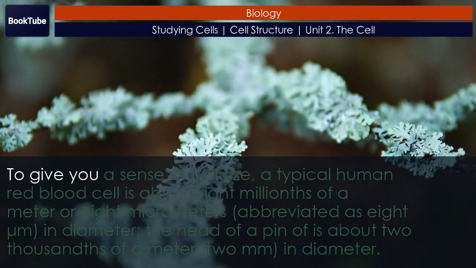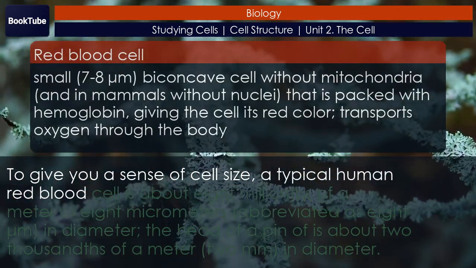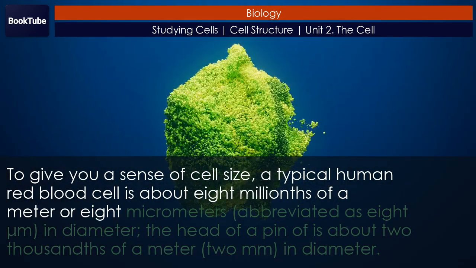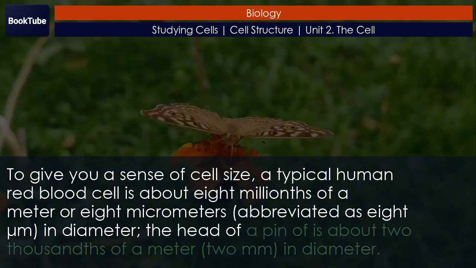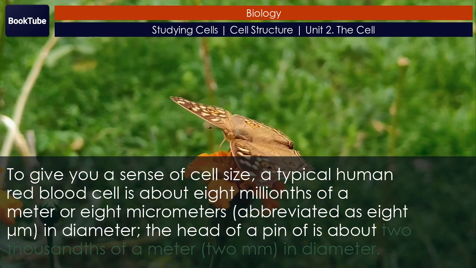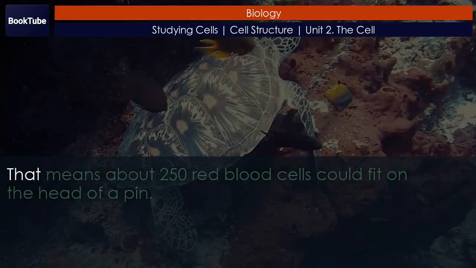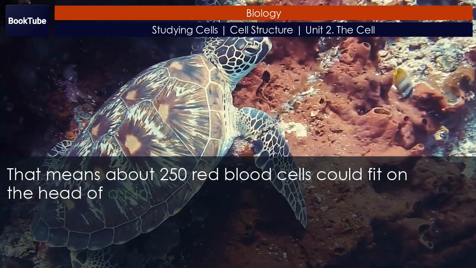To give you a sense of cell size, a typical human red blood cell is about 8 millionths of a meter, or 8 micrometers, in diameter. The head of a pin is about 2/1000ths of a meter, 2 millimeters, in diameter. That means about 250 red blood cells could fit on the head of a pin.